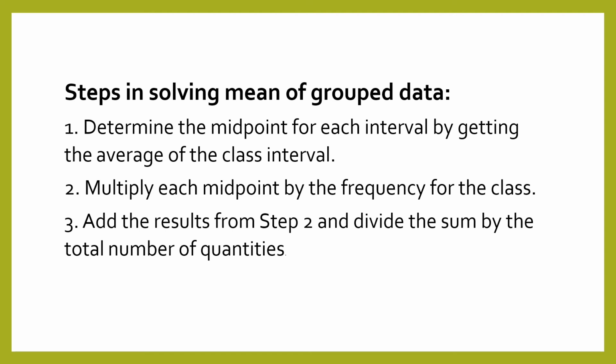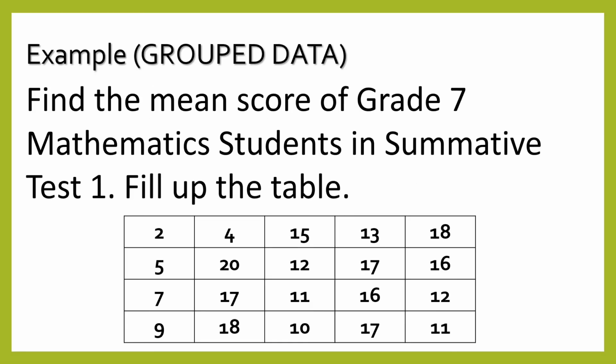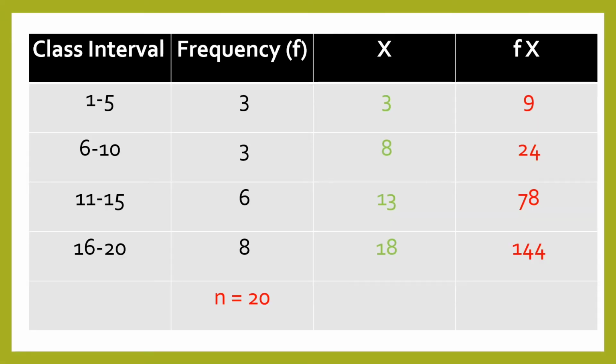To be more familiar with this, let's apply it in the following example. Find the mean score of grade 7 mathematics students in summative test 1. Fill up the table. In the third column, we have the x or the midpoint. In determining the midpoint, we should get the average of the class interval. Like for example, in the class interval 1 to 5, we have 3 as the midpoint. Then we'll multiply the midpoint and the frequency, which is also 3, to get 9 as the fx.